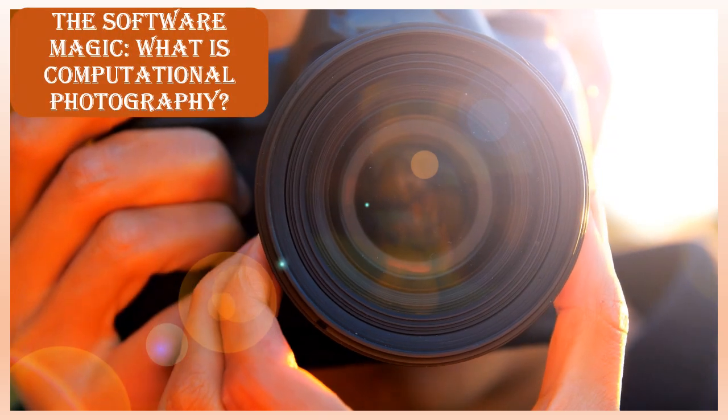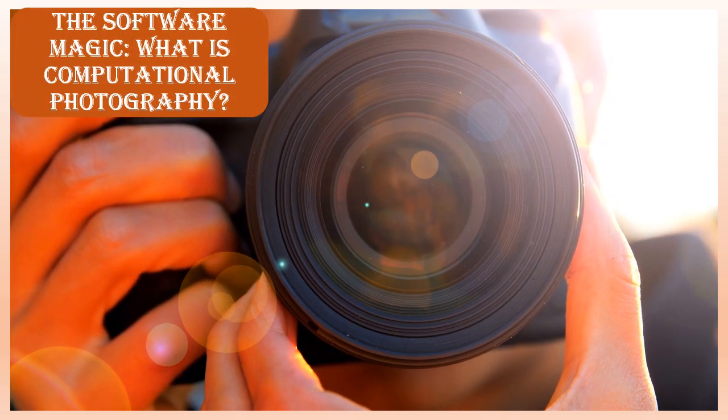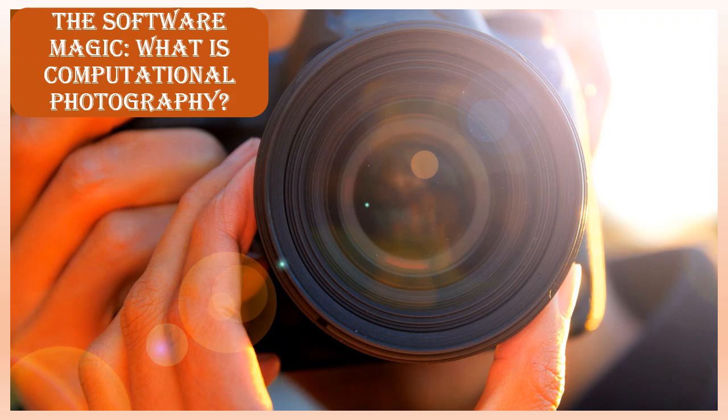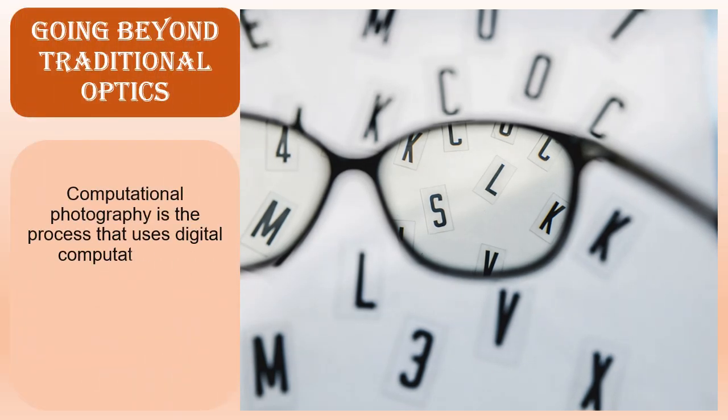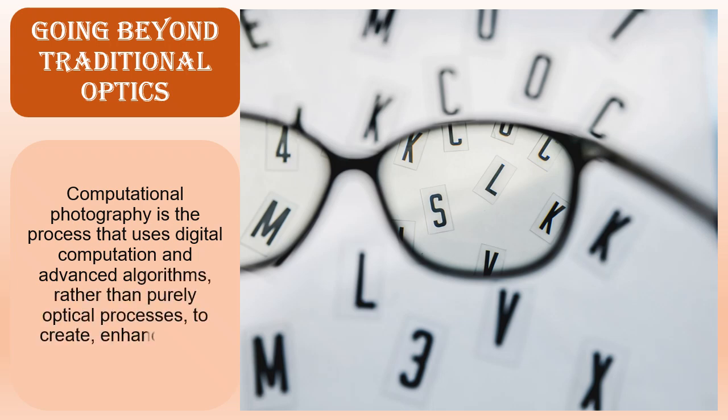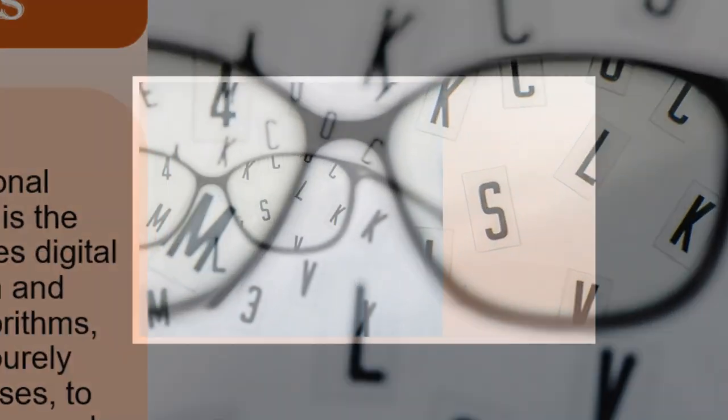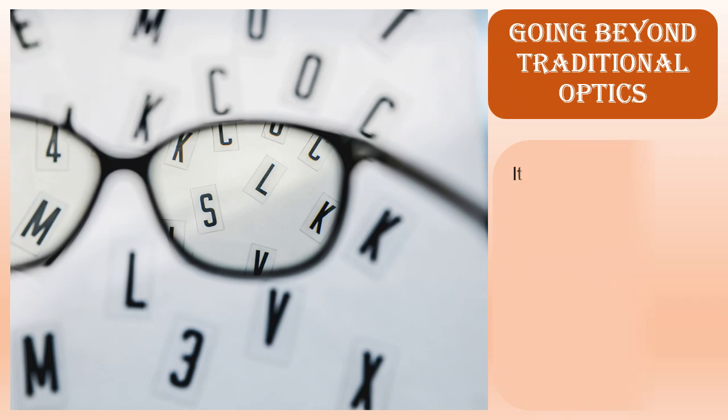The software magic. What is computational photography? Going beyond traditional optics. Computational photography is the process that uses digital computation and advanced algorithms, rather than purely optical processes, to create, enhance, and optimize a photograph. It is the software brain that takes raw data from the camera sensor and transforms it into the polished image you see in your gallery.